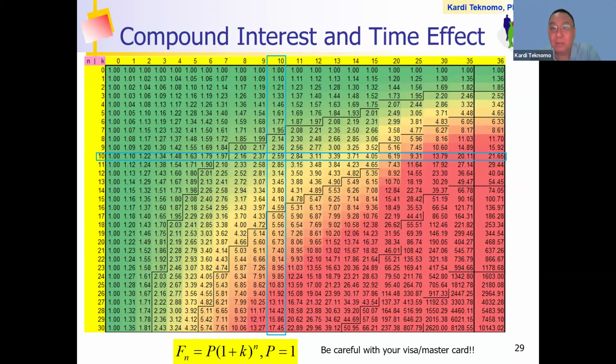So 1.6 is for the interest, 1 is for the principal. Meaning your interest is more than the principal already. So you are thinking, oh, I only pay 10% interest. Your thinking is still linear.